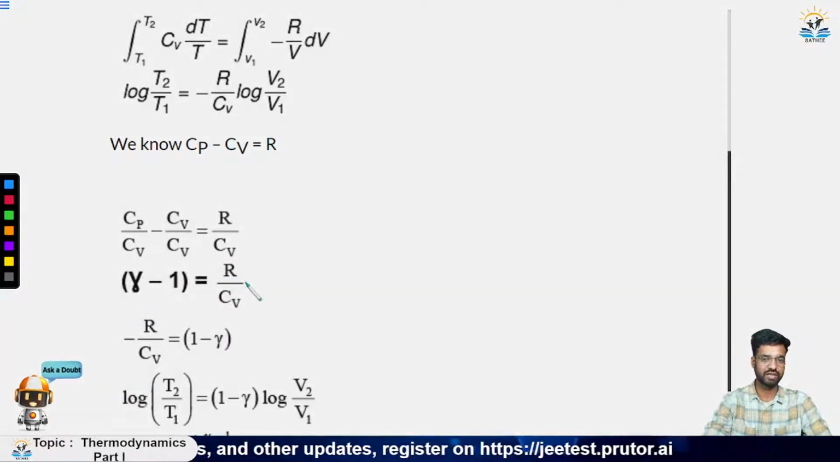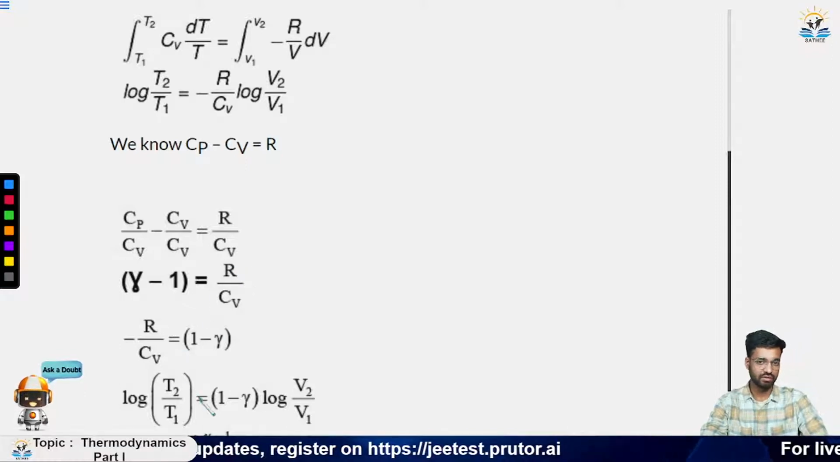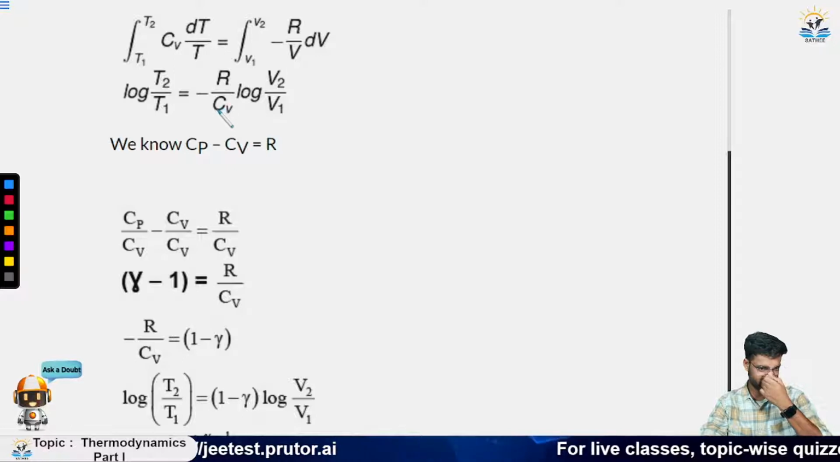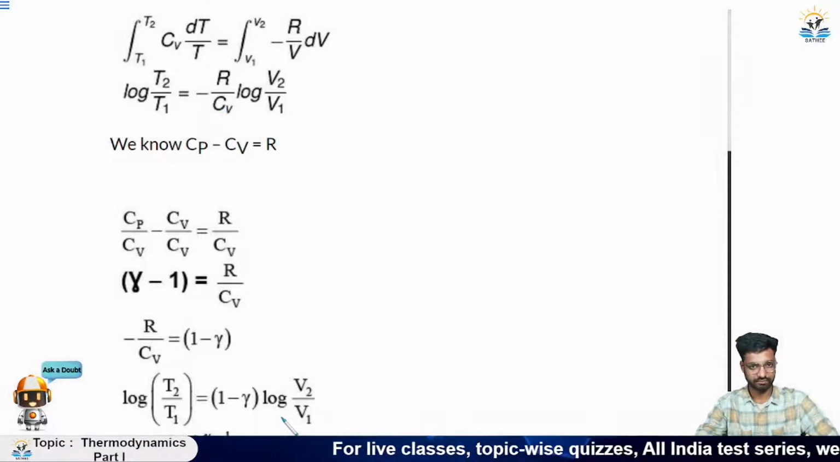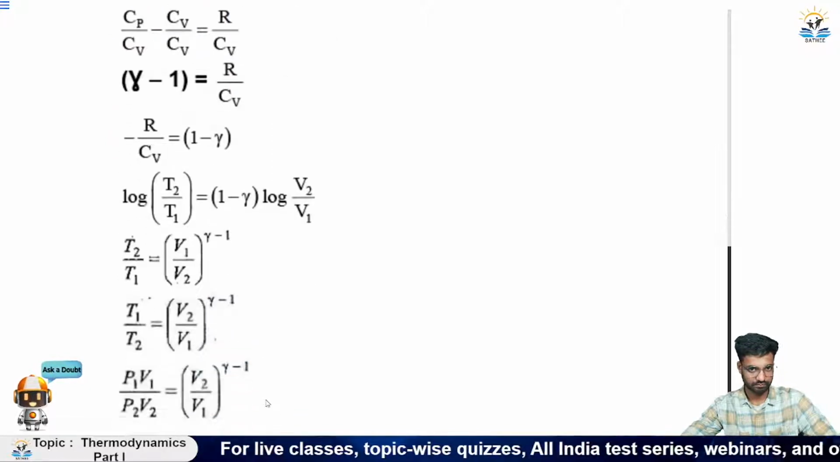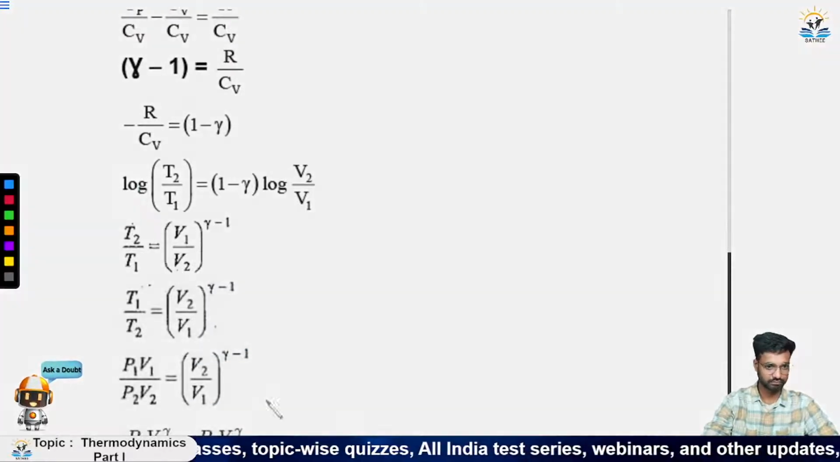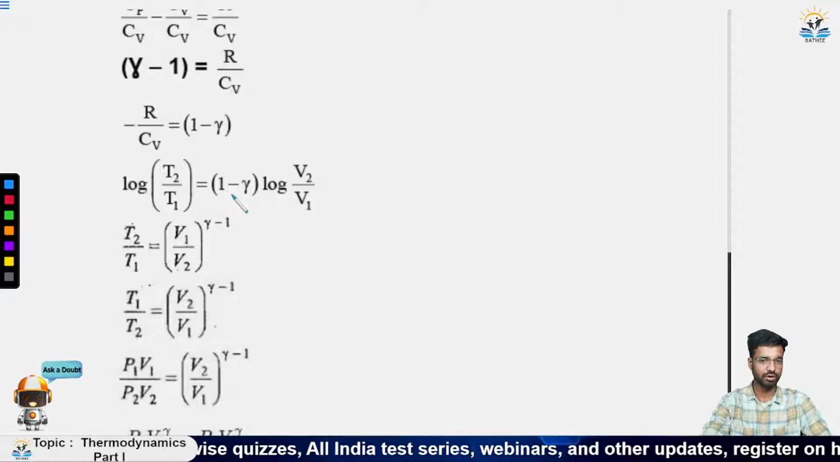Gamma Cv gets cancelled and we get R by Cv. So if you put this here, R by Cv (1 minus gamma), we will get this equation: log T2 by T1 equals (1 minus gamma) log V2 by V1.